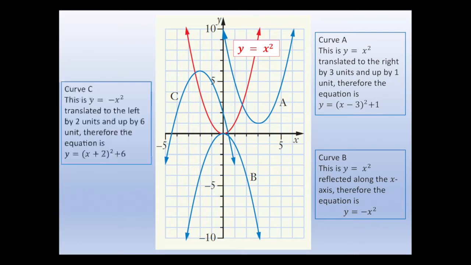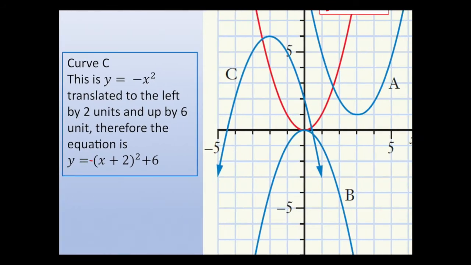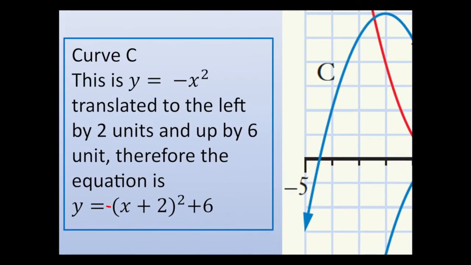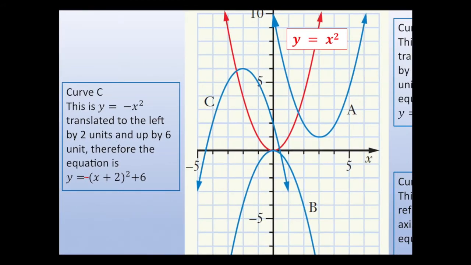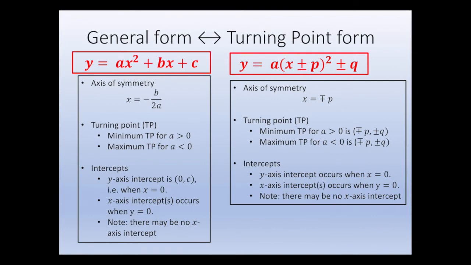And finally, part C. You know that curve C is minus x squared translated to the left by 2 units and up by 6 units. And therefore, the equation is y equals minus (x plus 2) all squared plus 6. I typed this incorrectly. Alright, remember there is a minus there. I'm going to enlarge that so that you can see it. Alright, let's move on to the next slide.